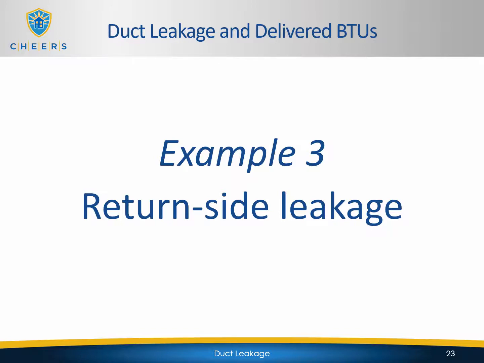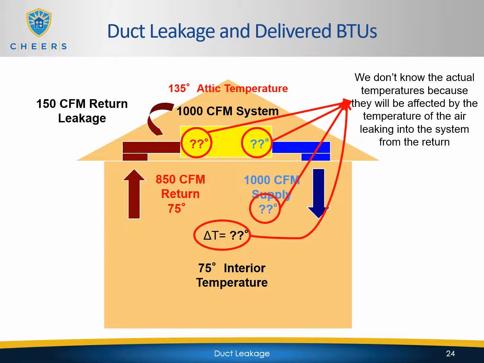In the third example, we have return side leakage. So the only difference with this scenario is that now we don't know the temperature on the return and supply side, because now we'll be sucking air from the attic. So we have 75 degree interior temperature and we have 135 degree attic temperature because it's a hot attic. So therefore the hot air being sucked into the return plenum is going to affect the temperature of the actual air being introduced in the system.